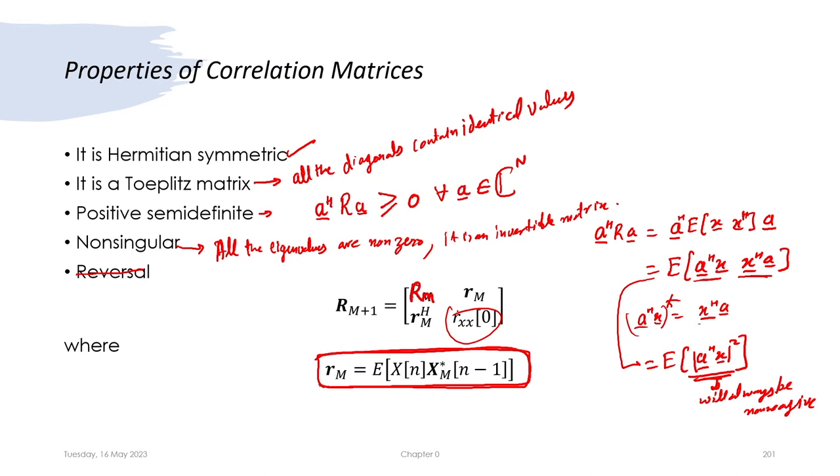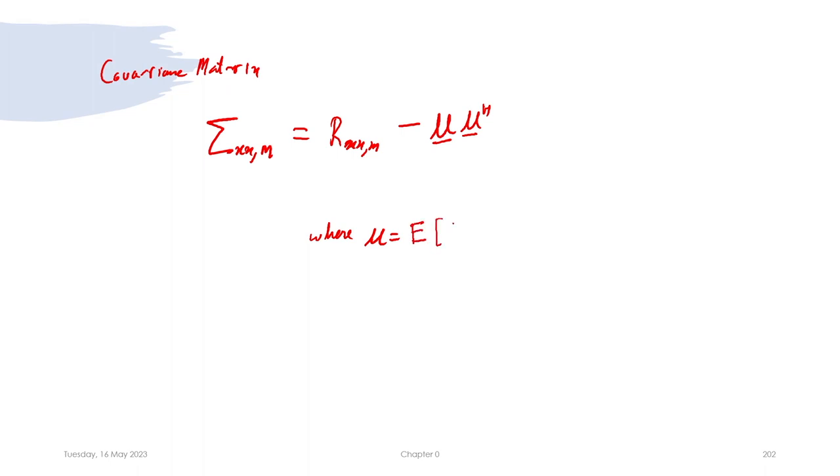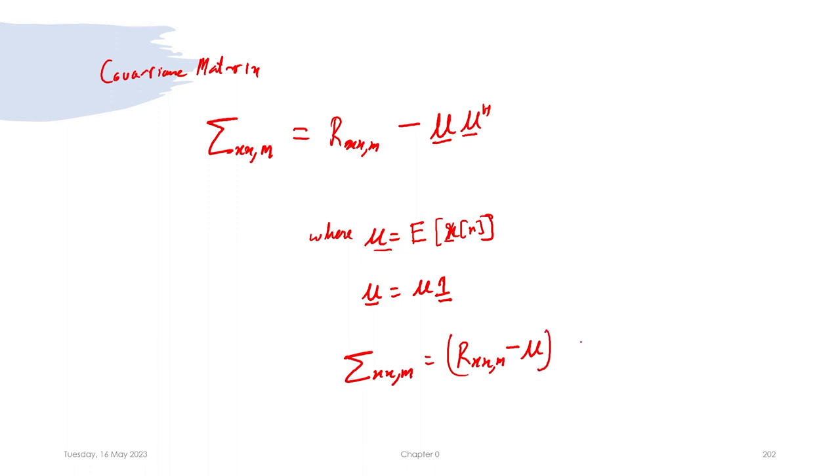Similar to the correlation matrix is the covariance matrix. Since we have come all this way, let me quickly define the covariance matrix. So sigma xx m equals the expected value of xm minus mu times xm minus mu Hermitian, where mu is the mean value of xn. Moreover, since this is a wide sense stationary process, mu is a constant. This is the all ones vector. So the covariance matrix is nothing but the correlation matrix with the mean subtracted, or mu square, mean square subtracted from all the entries.